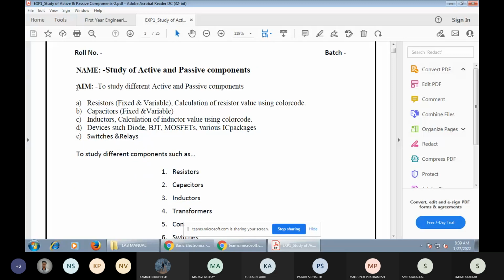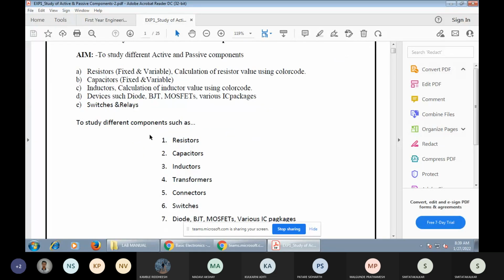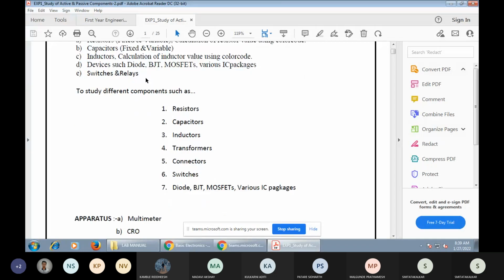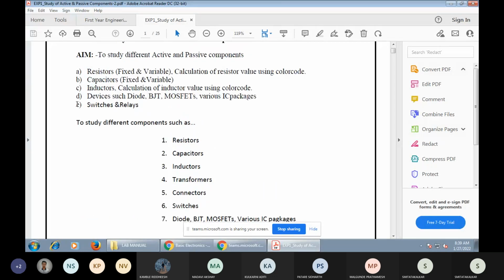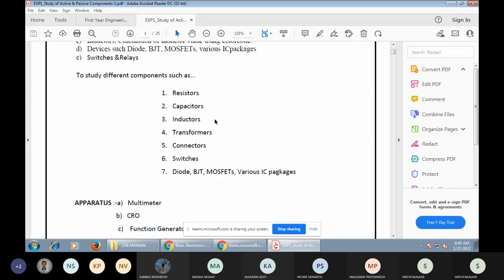The aim is to study different active components. There are different active and passive components like resistor, capacitor, inductor, and devices such as the diode, MOSFET, BJT, and IC, and here the switch and the relay. These all are the passive and the active components. We will learn some passive components as well as active components.